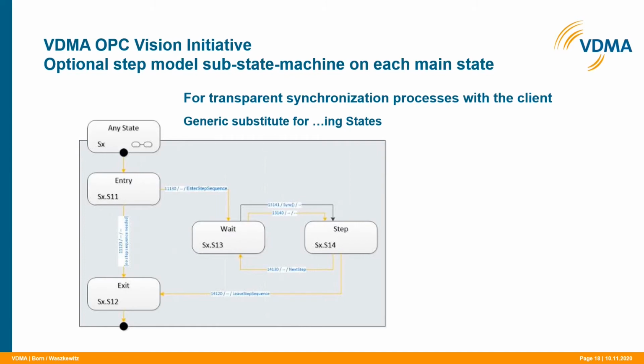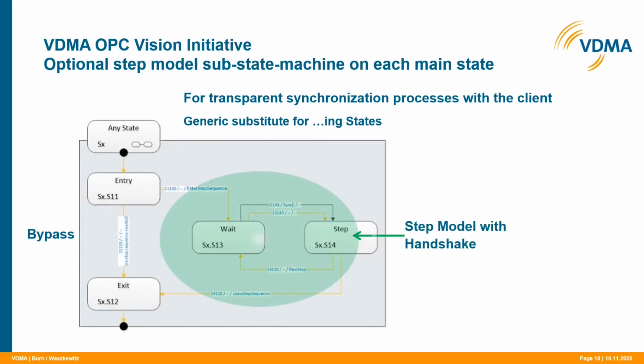The step model is optional in every state. It does not need to exist if such complexity is not required. Even if it exists, the system can decide to bypass it. In the entry state of the step model, the system decides whether under the prevailing conditions a synchronization is necessary at all. If not, it can go to the exit state immediately.